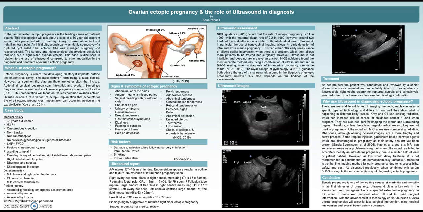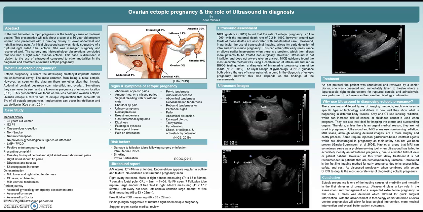This presentation will talk about the case of a 36-year-old pregnant woman who presented with a one-day history of lower abdominal and right iliac fossa pain. An initial ultrasound scan was highly suggestive of a ruptured right-sided tubal ectopic. She was managed surgically and recovered well. The surgery and histopathology observations concluded that she had a right-sided ovarian ectopic. This case is discussed in relation to the use of ultrasound compared to other modalities in the diagnosis and treatment of ovarian ectopic pregnancy.